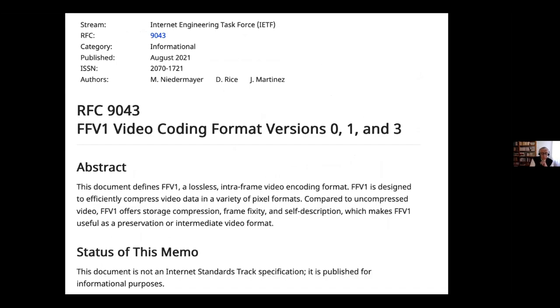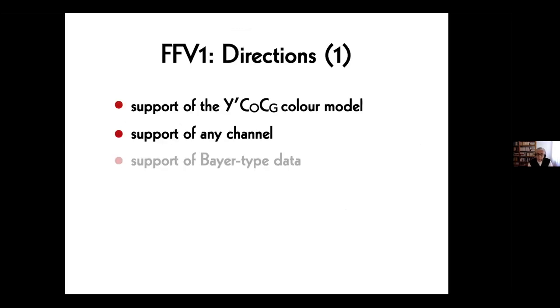And now let's see the possible improvements to the FFV1 video codec. The standard of versions 1, 0, 1 and 3 has been published, as you know, very recently. As Jerome explained yesterday, this standard was developed by the Cellar Working Group of the Internet Engineering Task Force. And you see on the slide that the main authors are Michael Niedermayer, Dave Rice, and Jerome Martinez. There is also a draft document of version 4.